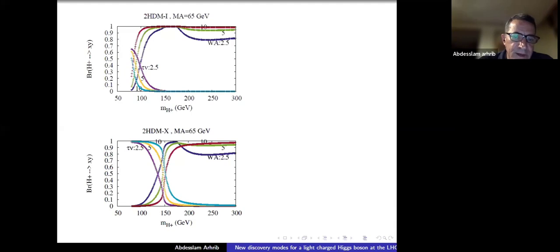This is for type 1, and this is for type X. And I took here MA equal 65. It is still okay with lab data and also with the LHC and Tevatron data. Okay, and so this is what we call the bosonic decay of the charged X. So it could be quite important, especially in type 1, where it's all the time quite dominant. In type X, there is some mismatch, so it becomes dominant when the charged Higgs is quite heavy. It means that this WA is almost on shell.